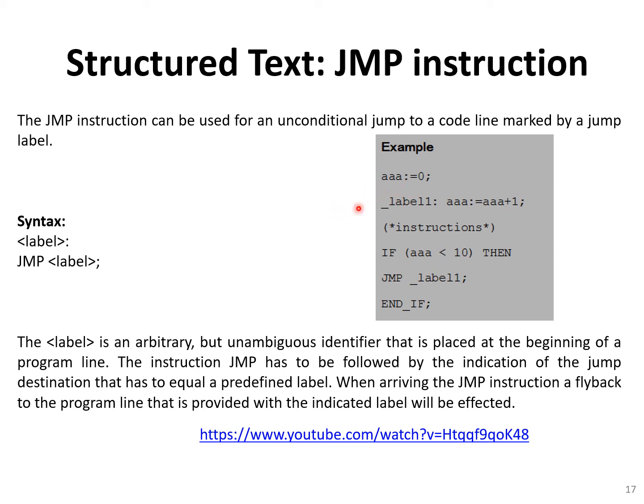The label is an arbitrary but unambiguous identifier that is placed at the beginning of a program line. The jump instruction has to be followed by the indication of the jump destination, which has to equal a predefined label. When arriving at the jump instruction, a jump back to the program line that is provided with the indicated label will be effective. So please watch this video for Codesys example.